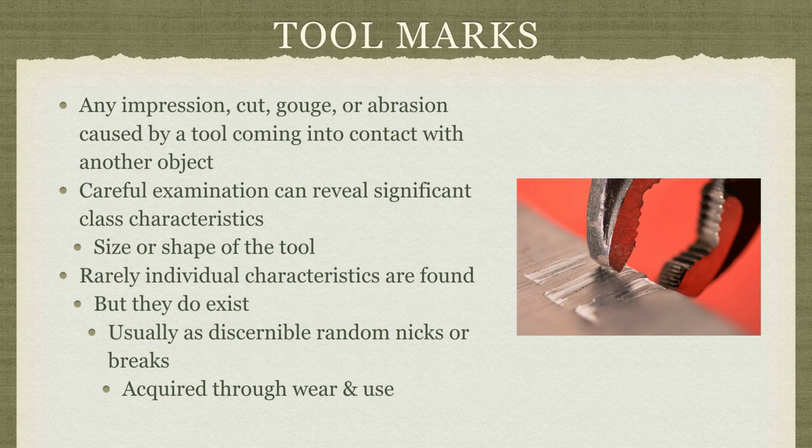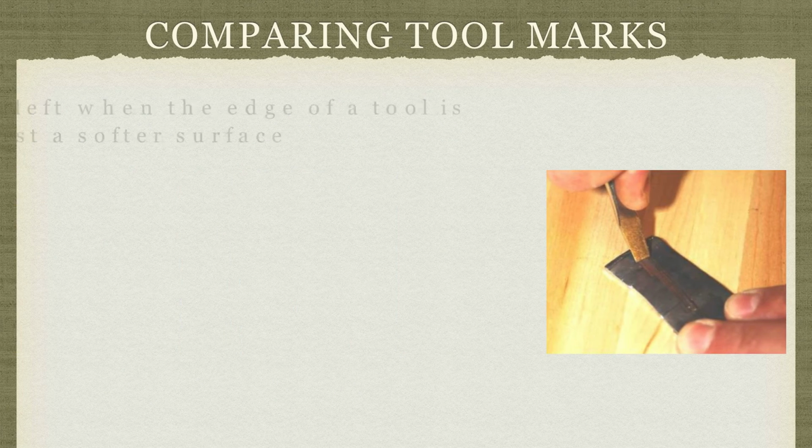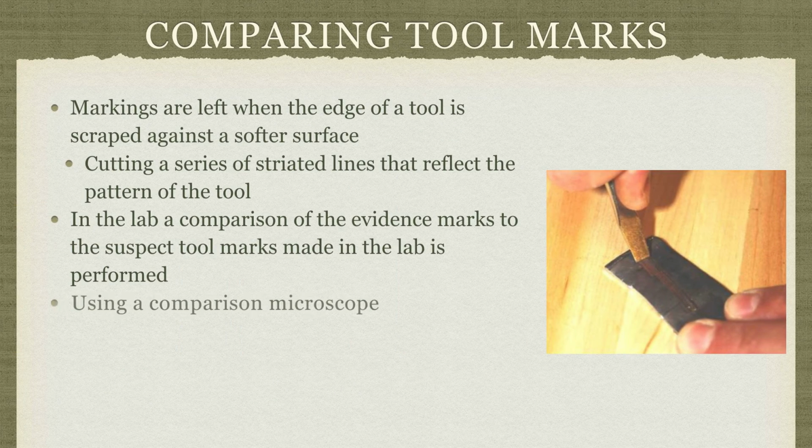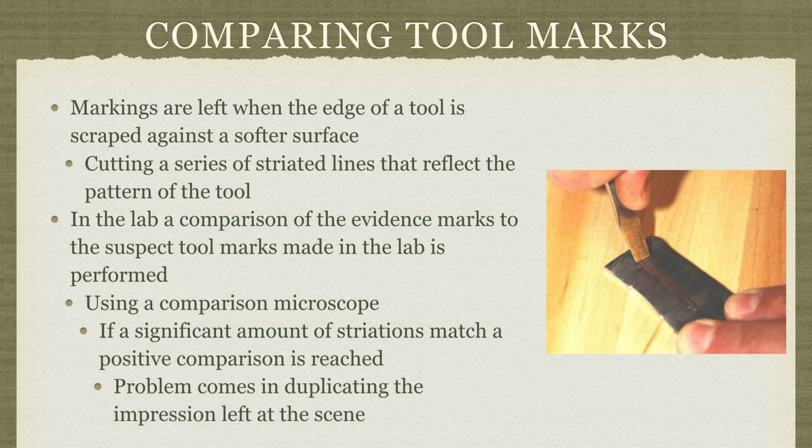Usually discernible random nicks or other breaks on the tool that are acquired through wear or just everyday use of the tool cause the individual characteristics. So they do exist, just harder to find usually. Markings are left when the edge of a tool is scraped against a softer surface, cutting a series of striated lines that reflect the pattern of the tool.